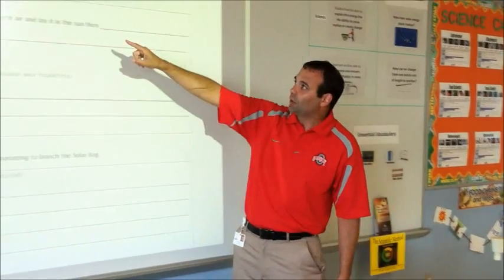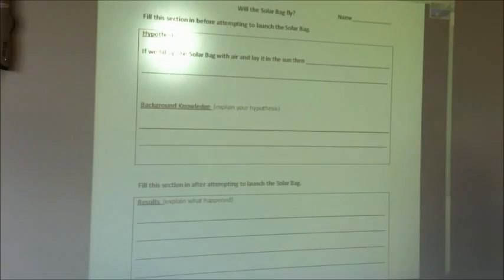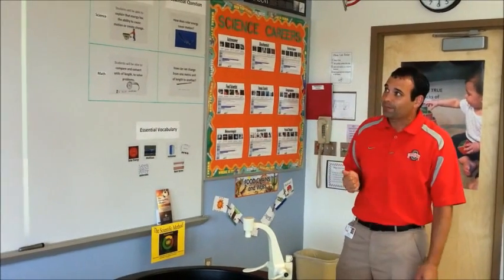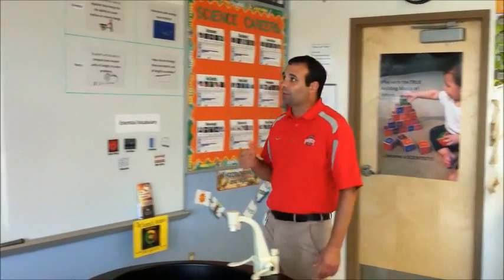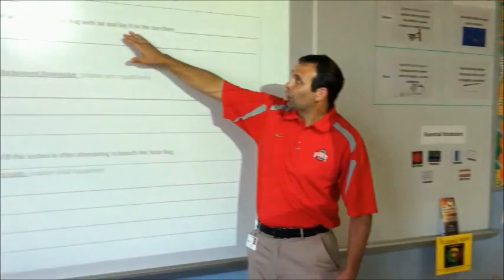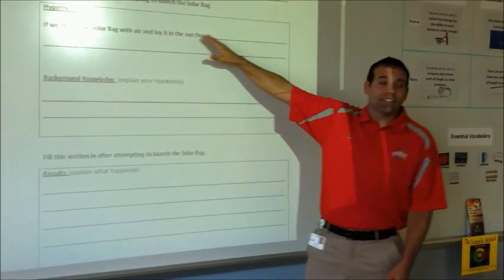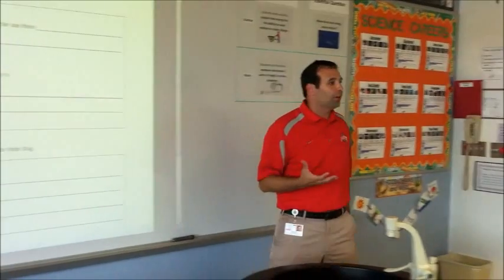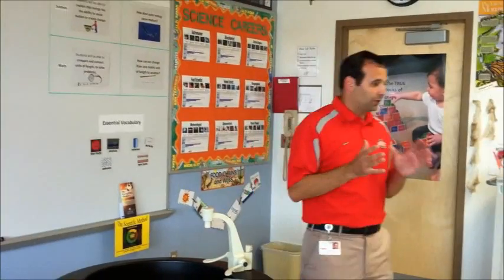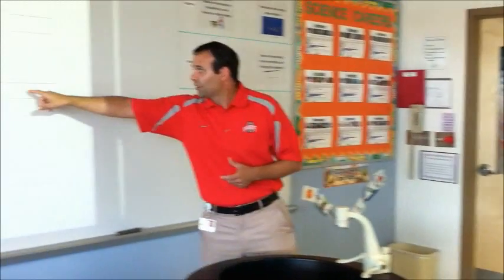Okay, in this section right here, the first thing you need to do is answer our hypothesis. The question is, will the solar bag fly? Your answer is going to be, if we fill up the solar bag with air and lay it in the sun, then... and you need to fill that part in. You're going to tell me if you think the bag will fly, if you think it'll stay on the ground, or if you think the wind will blow it around. And for your background knowledge, that's where you explain where you came up with your answer for your hypothesis.